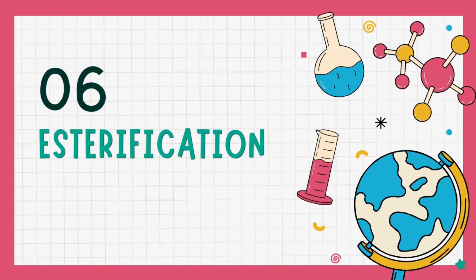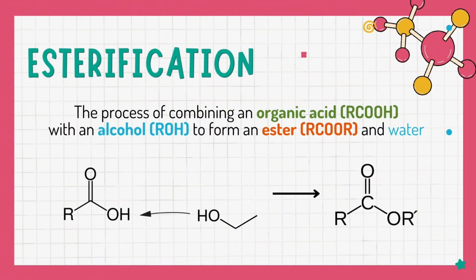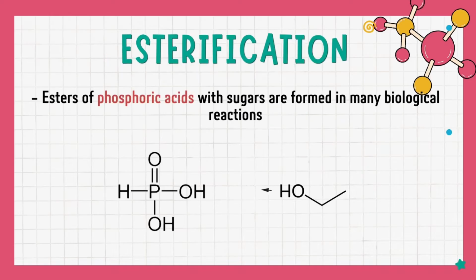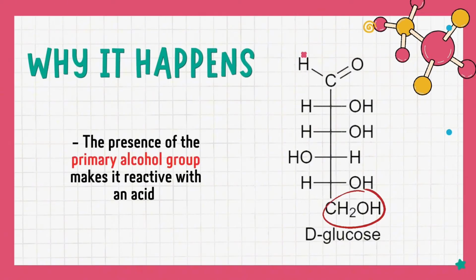Now let's talk about esterification. To recall, esterification is the process of combining an organic acid with an alcohol. This reaction forms an ester bond and water. In the case of carbohydrates, the acid that reacts with the alcohol group is typically phosphoric acid.